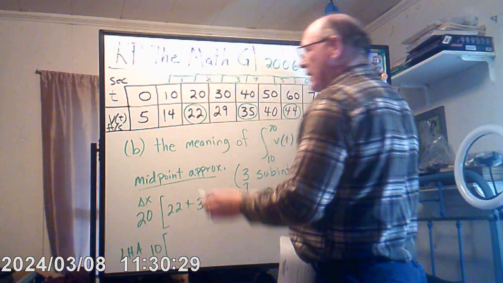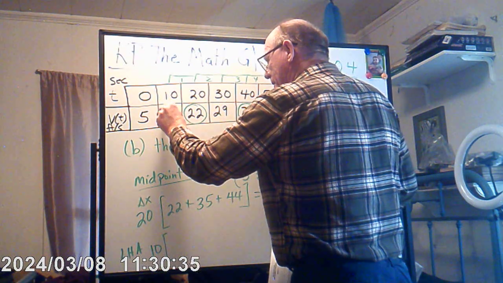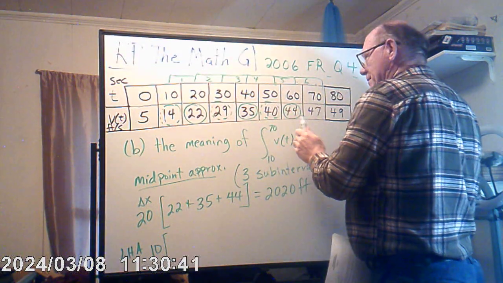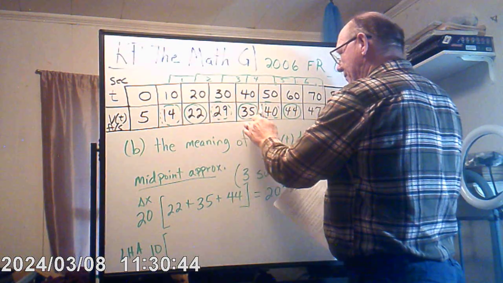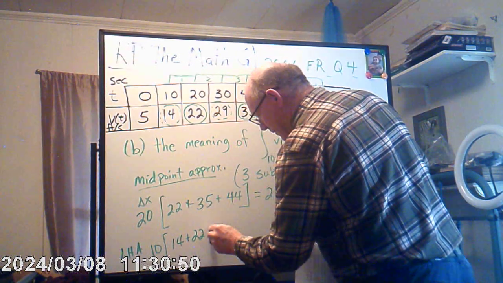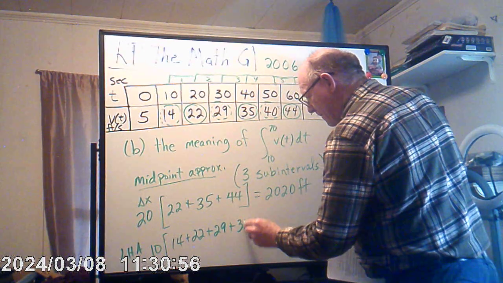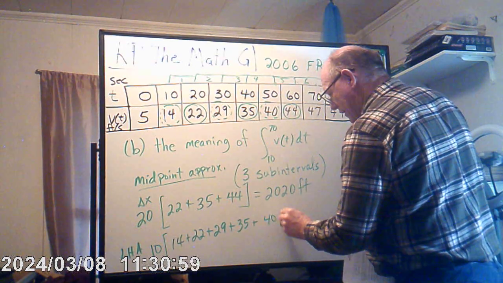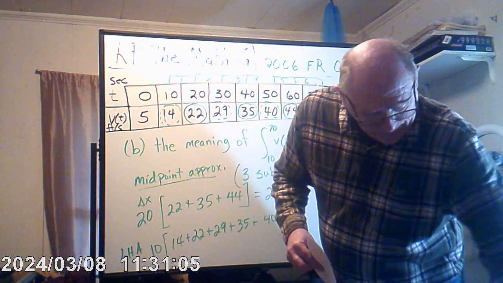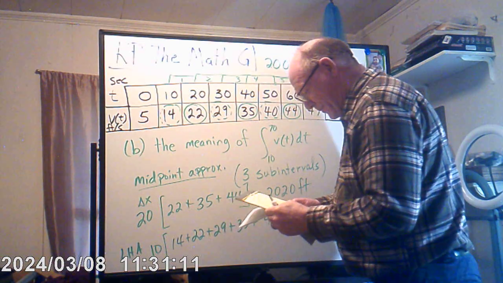So you would count the leftmost, 14. Also these, all but the last one. Okay, 1, 2, 3, 4, 5, 6. So you would do 14 plus 22 plus 29 plus 35 plus 40 plus 44. Alright, and I did that right on my scratch paper here, and I got an answer of 1840.